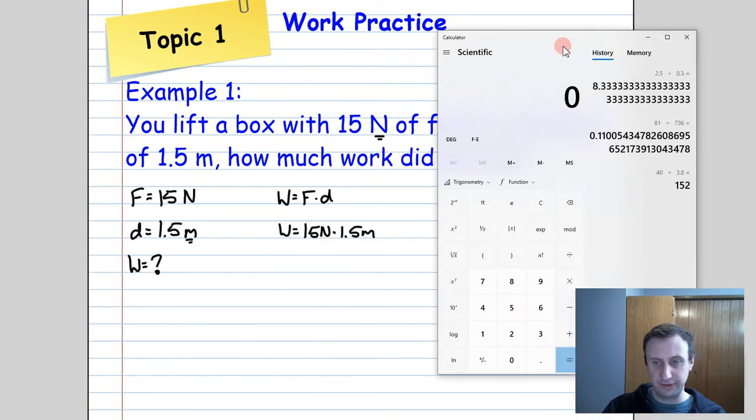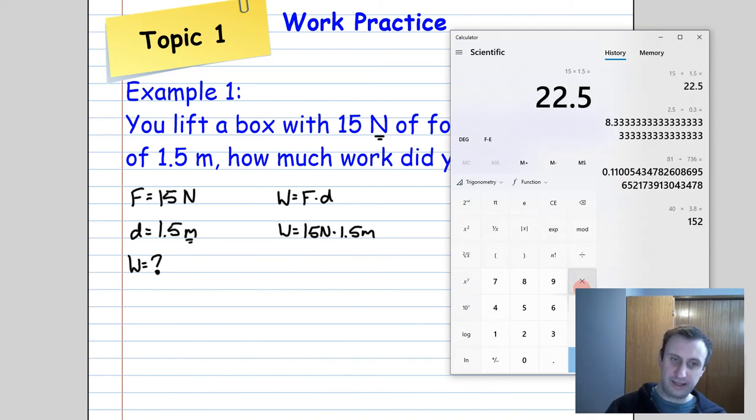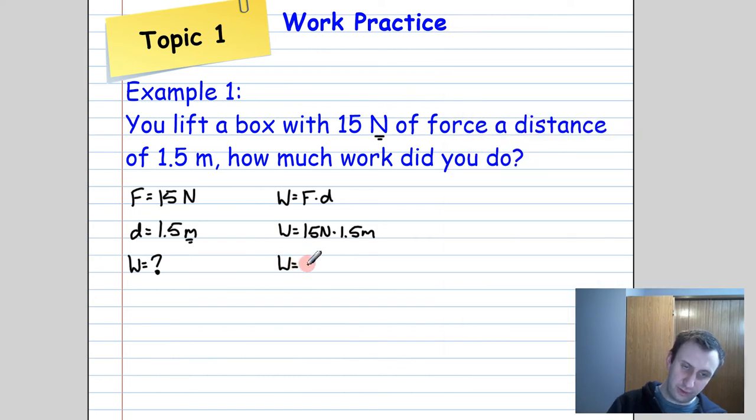So let's bring the calculator over here and show you what that is. The answer is 22.5, but I want to show you plugging it in. 15 multiplied by 1.5. Press enter, and I get an answer of 22.5. So that's my joules. Work is equal to 22.5 joules. That's my final answer.